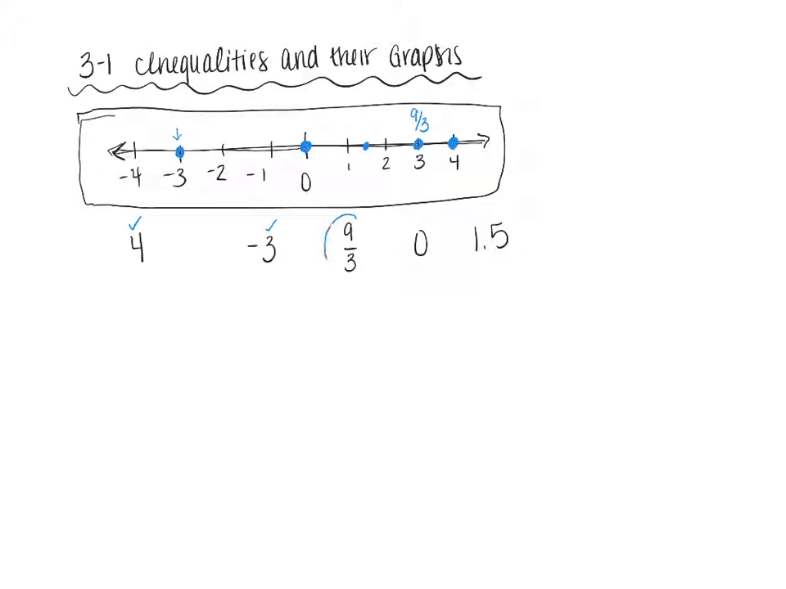And let's look at this fraction, 9/3. It is improper, so I have to simplify. 9 divided by 3 is 3, so I graphed that right here. Good job. With me so far, 0 is right here. It's neither positive nor negative. And 1.5 is halfway in between 1 and 2.